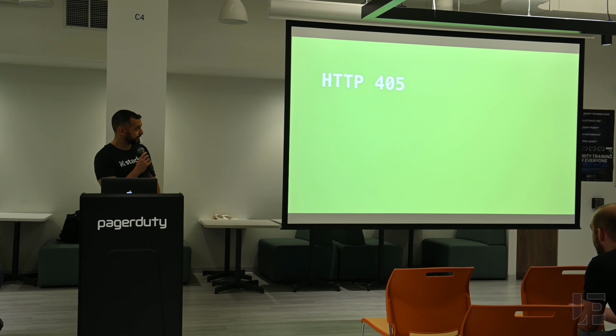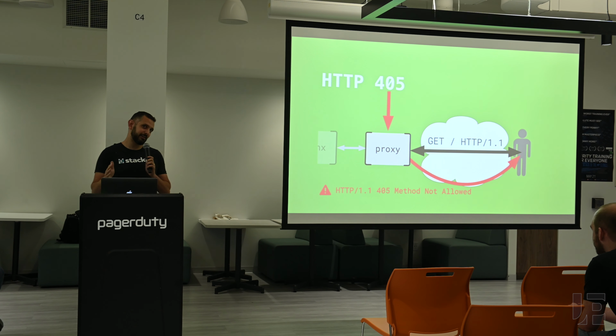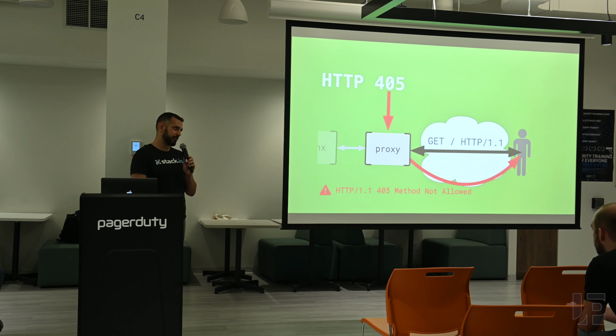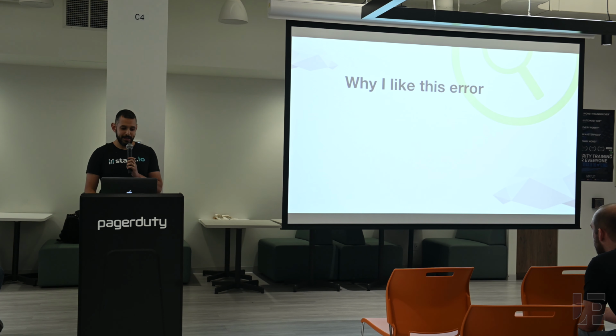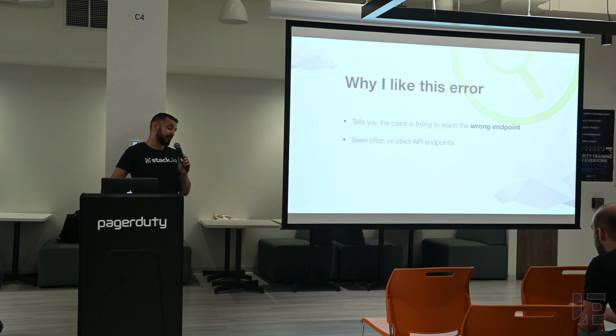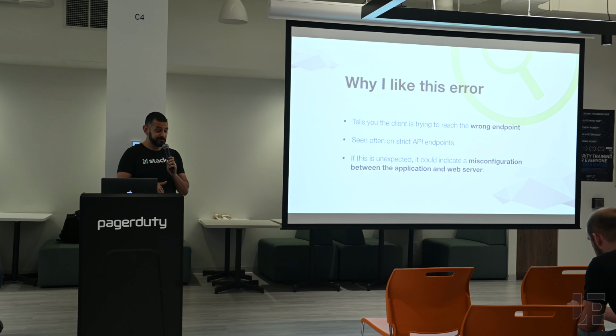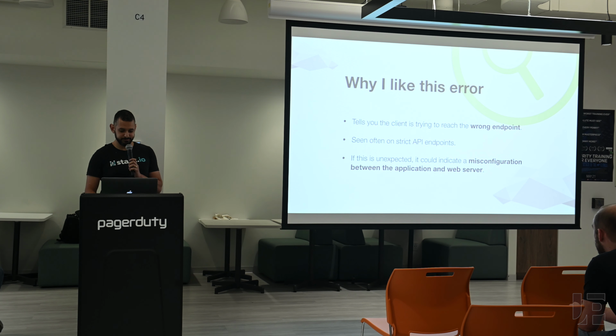Gotta be careful, right? You got 405s, method not allowed, and method here is HTTP verbs like your GETs and your PUTs. I like this error because it tells you that the client is trying to reach the wrong endpoint, usually. You see this often on strict API endpoints where they're trying to control the HTTP verbs coming in. If it is unexpected, it could indicate a misconfiguration between the application server and the web server.